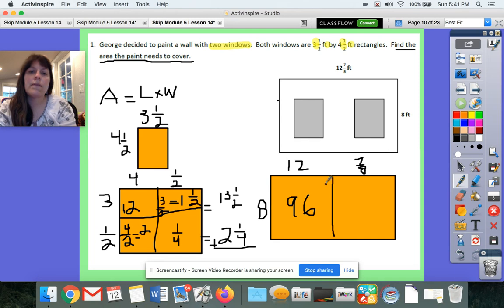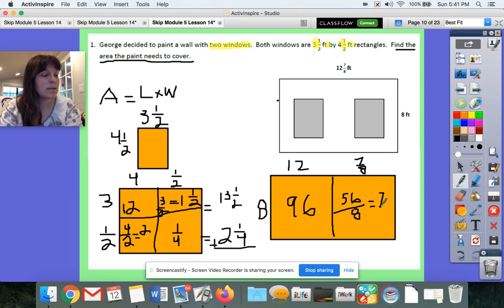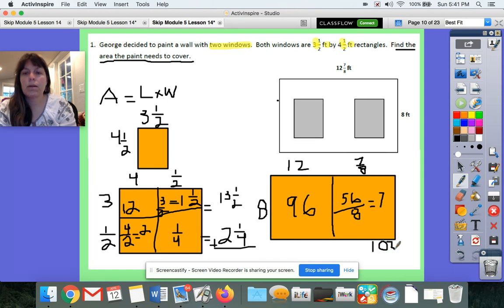And 8 times 7/8 is going to give us 8 times 7 is 56/8. It's improper, so let's make it proper. 56 divided by 8 equals 7. So now we're just simply adding 96 plus 7, and we're going to get 103 feet squared. And that's the total area of the wall.